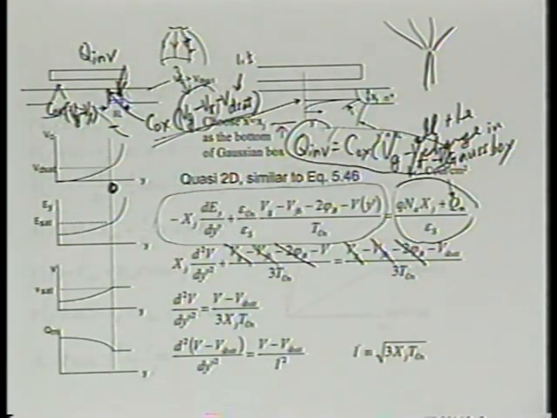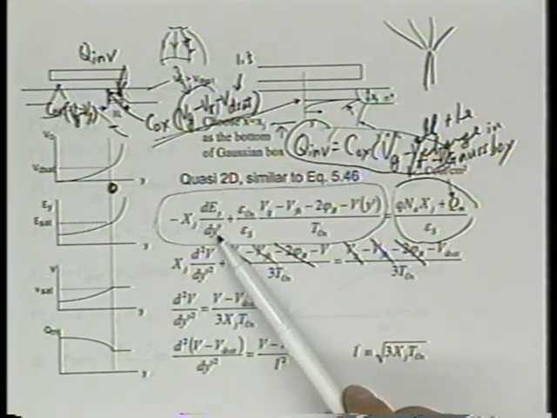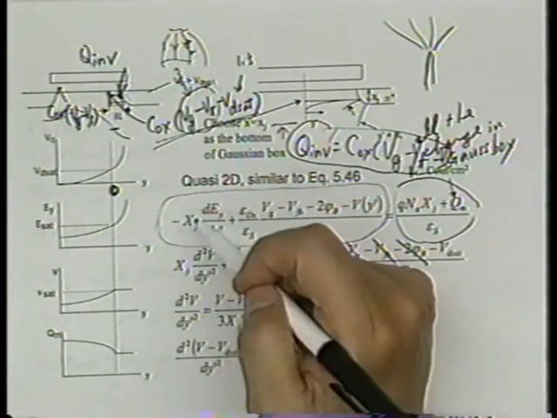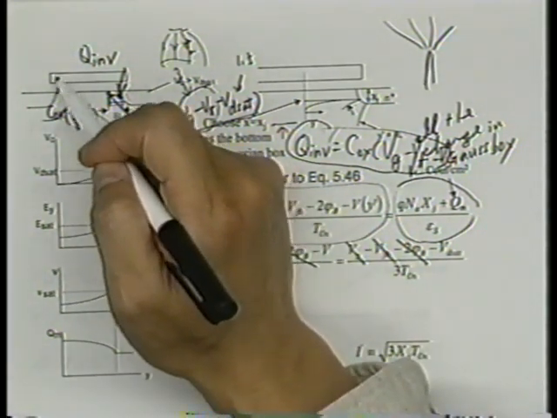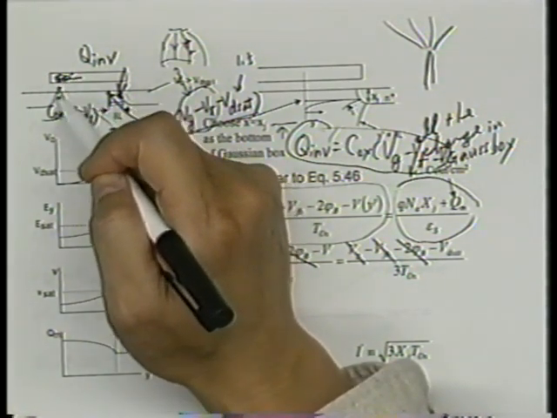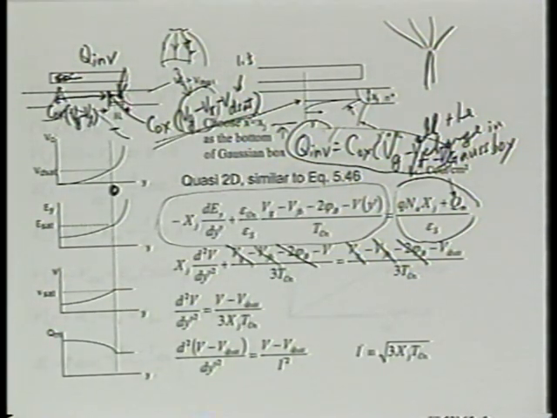Yes? Where have you used that dE/dy' is very small? Yeah, dE/dy' is very small. That's exactly right. And this is an approximation good in this portion of the channel, between the source and the beginning of the pinch-off region.